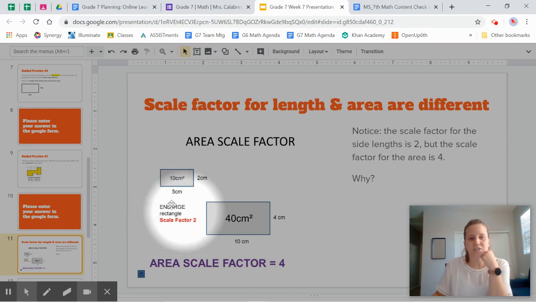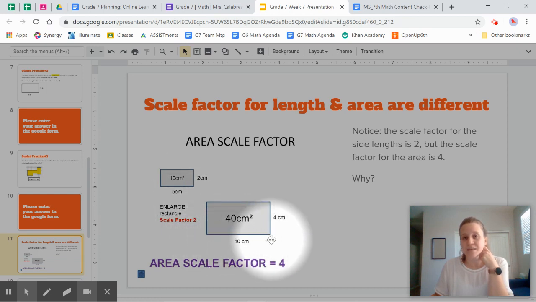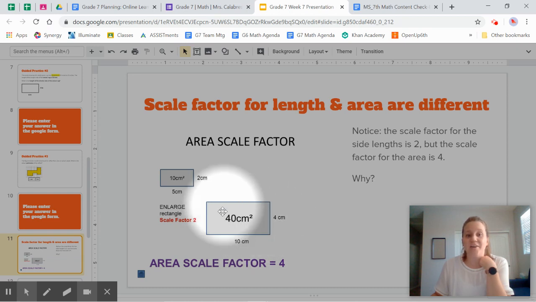If I enlarge the rectangle with a scale factor of 2, scale factor up, yes, I'm going to multiply the corresponding sides by 2. So instead of 5 centimeters, my base is 10 centimeters because 5 times 2 is 10. Instead of a height of 2 centimeters, my new height is 4 because 2 times 2 is 4. Take a look at the area. 10 times 4 is 40.